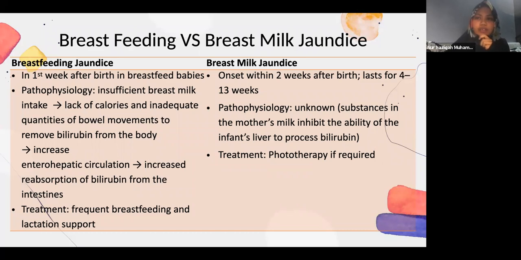However, it does not mean that the mother cannot breastfeed the child, because the benefit of breastfeeding is much higher than these consequences. So the mother is encouraged to breastfeed frequently, and if there is reduced fluid intake, it can be supplemented by formula milk. Next.